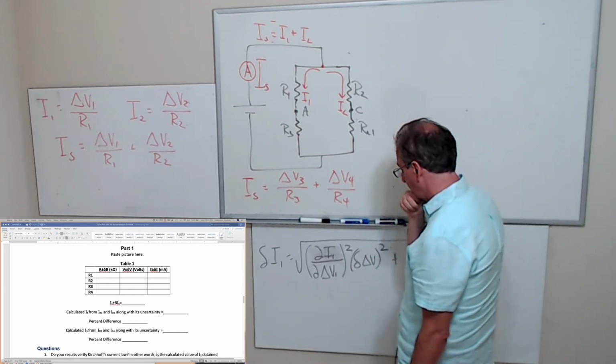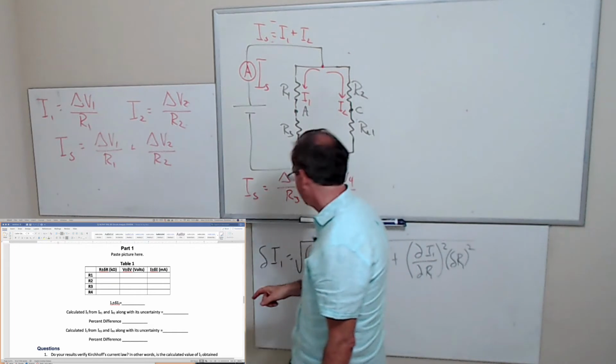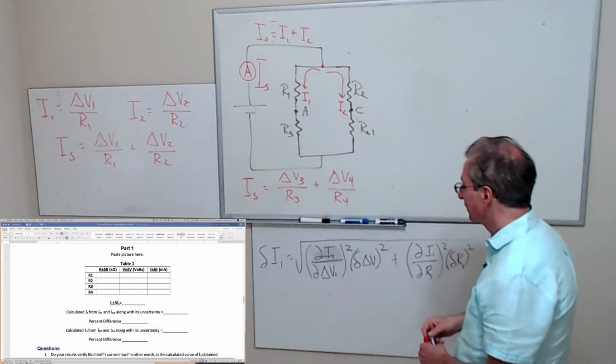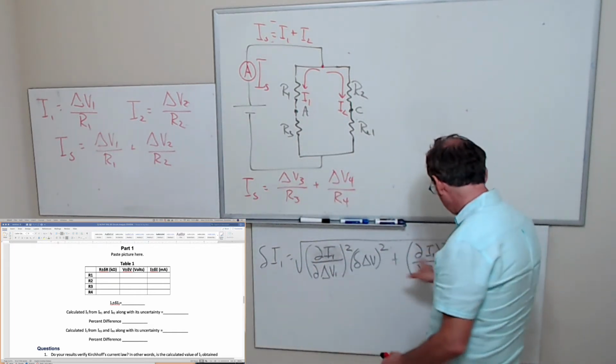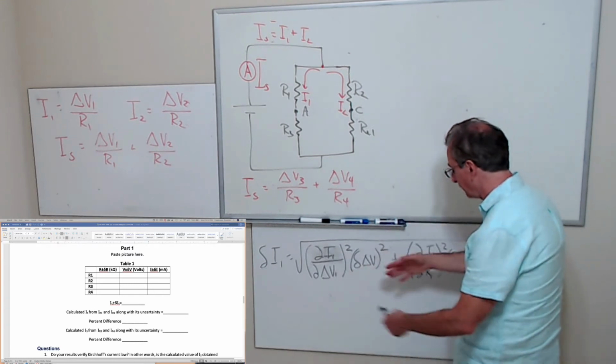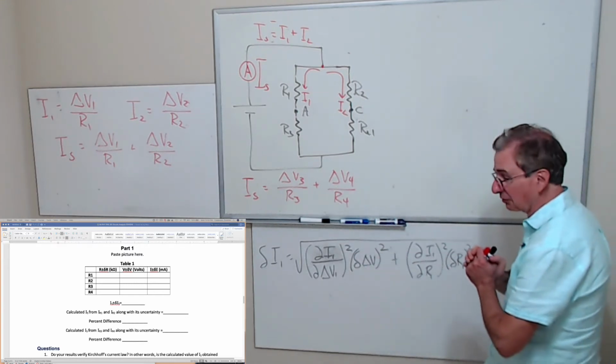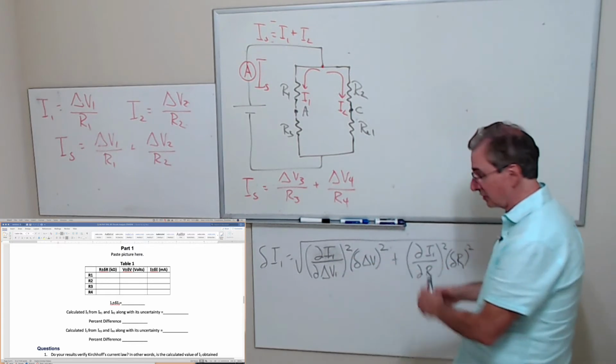And so then delta I1 is calculated by this equation. Delta I2, you change all the ones to twos. And delta I3, you change all the ones to threes. And delta I4, you change all the ones to fours.